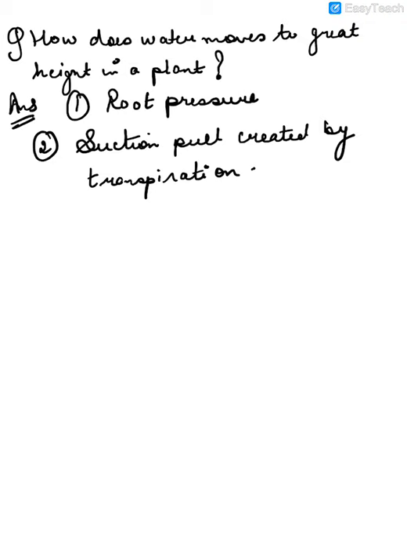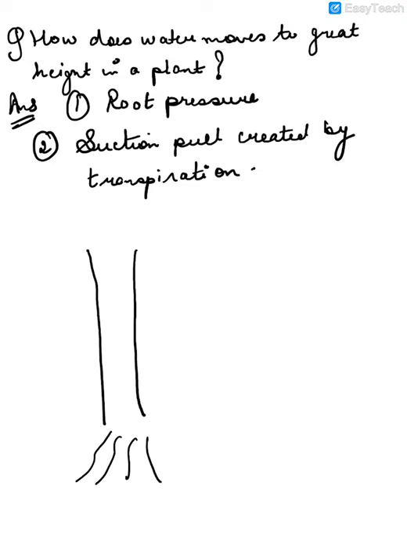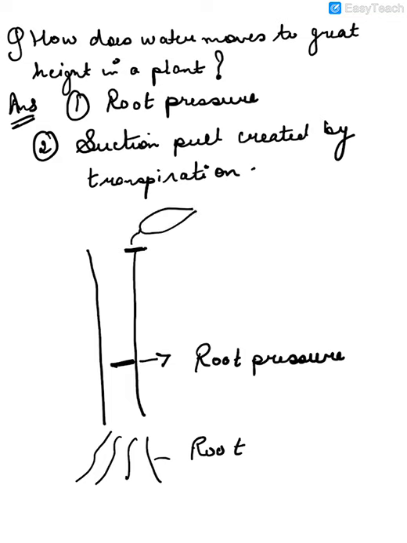Now let me explain this concept. Imagine this is a plant or a tree and these are its roots. A little bit of water will move up to small heights with the help of root pressure. But water has to reach up to this height. So now you know that the plant consists of leaves in which there are small pores which are known as stomata. From these stomata, continuous loss of water takes place with the help of a process called transpiration.